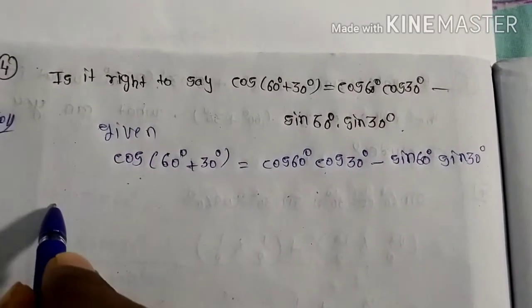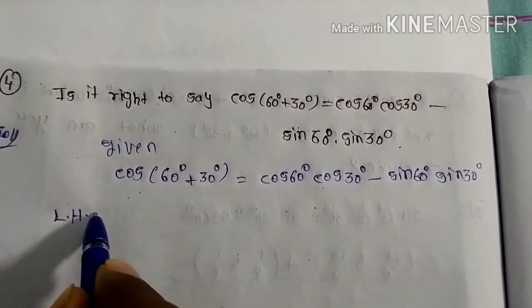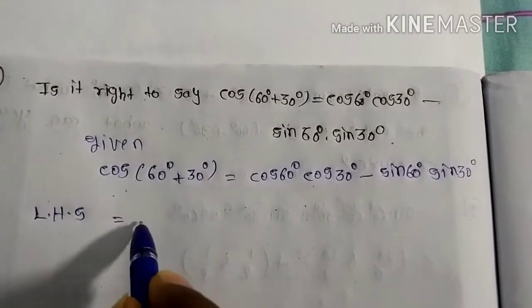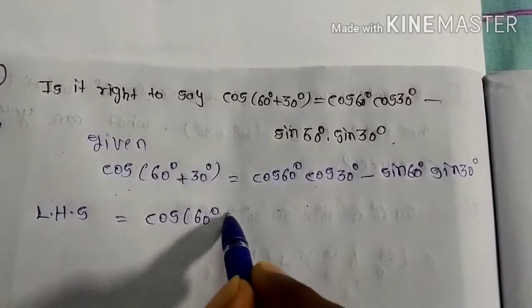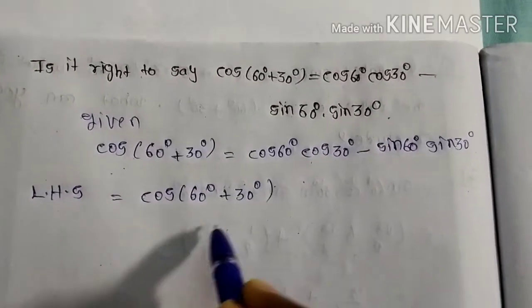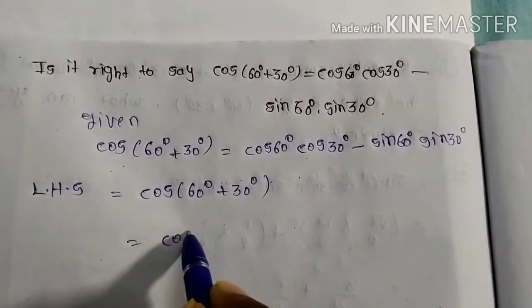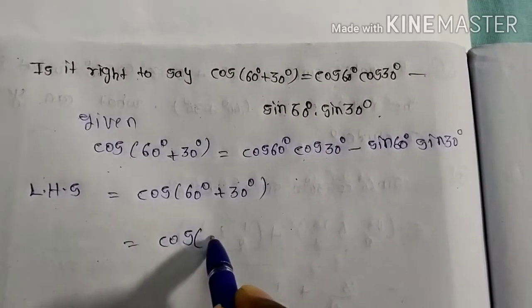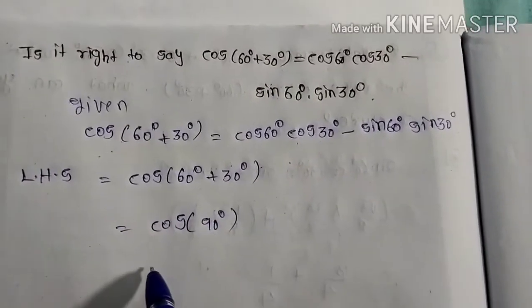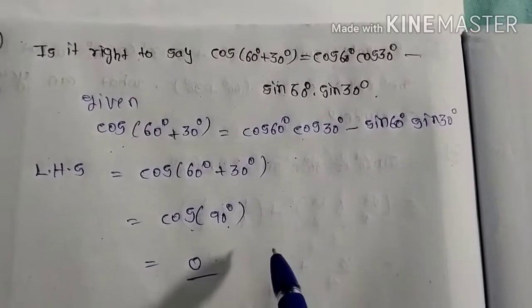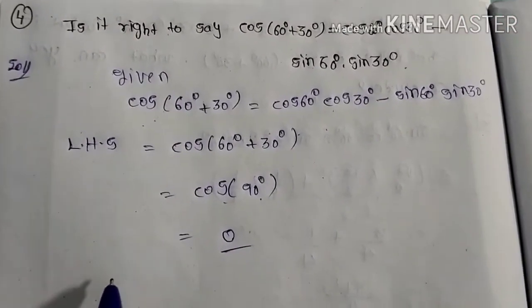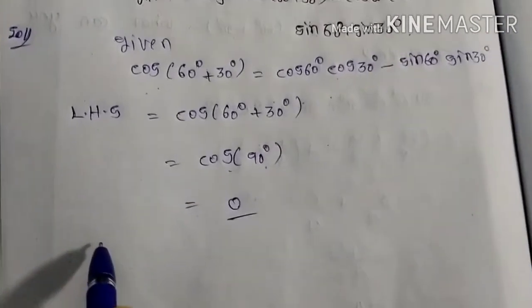See here, first of all I am writing here, LHS. LHS is equal to how much? Cos of 60 plus 30. See here, cos of 60 plus 30 how much? 90 degrees. Yes or no? Yes. Cos 90 value is how much? 0 or not? Yes. LHS is equal to 0. In a similar way, you need to find here RHS also.